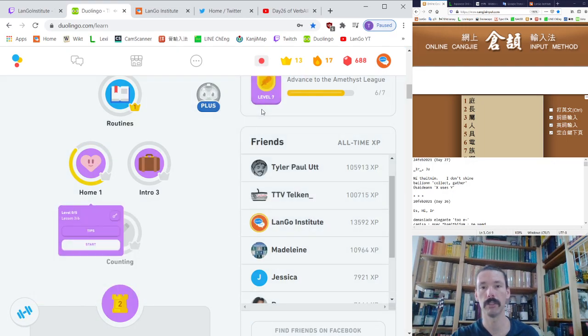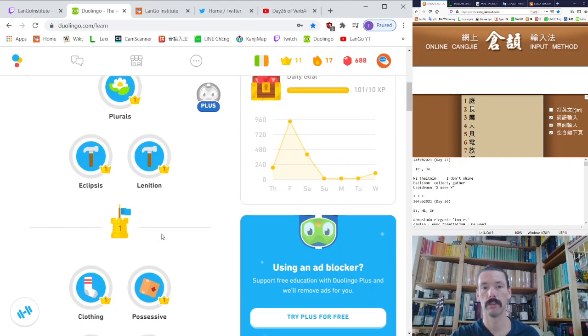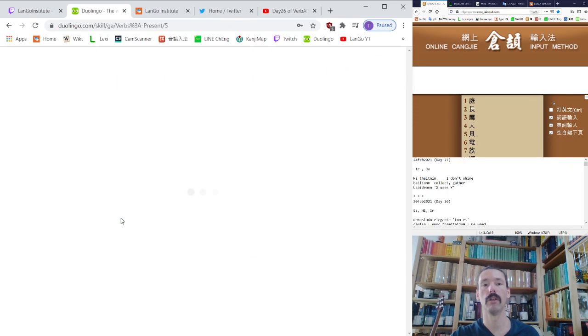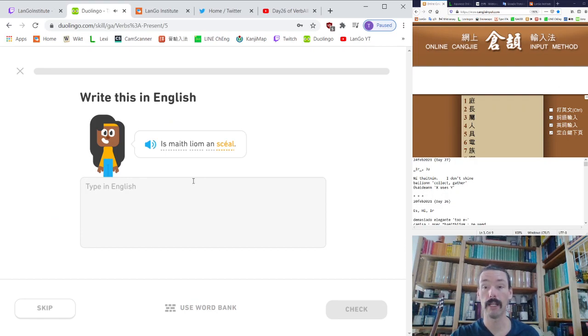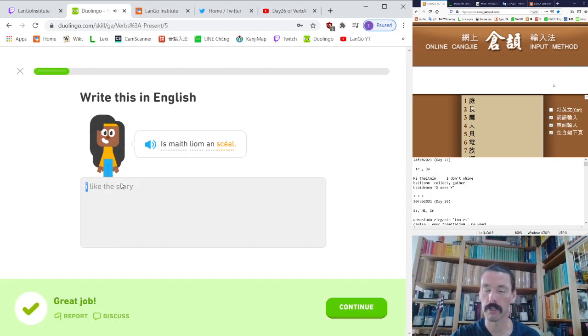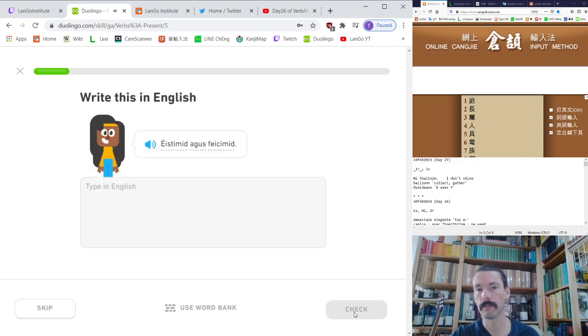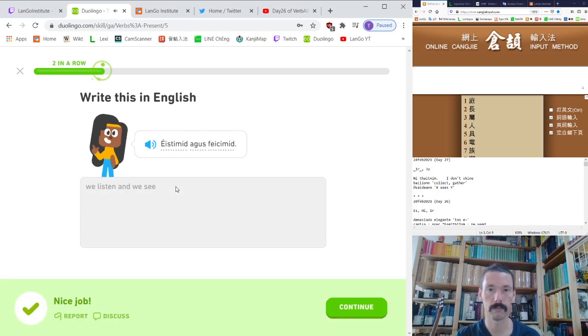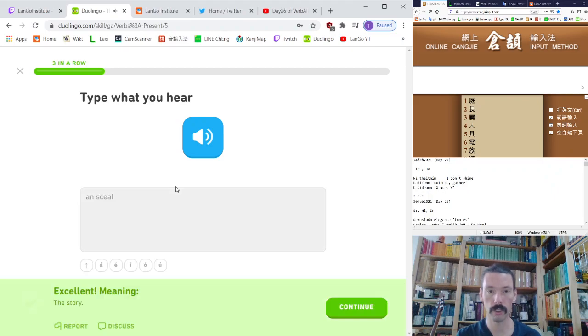Okay, let's do some Irish. We're on the verbs. Is maith liom an scéal. Literally, it is good with me. And scéal is the story. I like the story. Now, in English, the word I is the subject. In the Irish one, the story is the subject. We're saying the story is good with me. Éisteann agus feicimid. We listen, those fused verbs. Agus, and feicimid, we see. An scéal, the story.